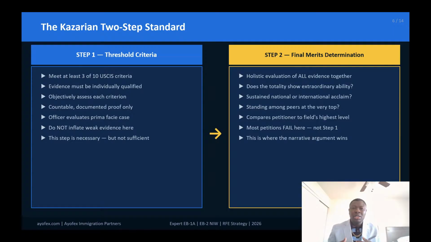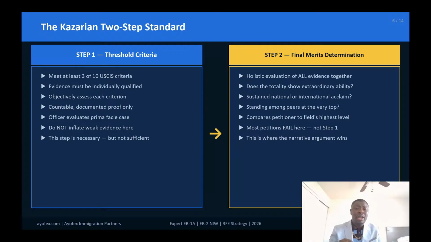Now, the officer asks the question: is this person among the peers, the people at the very top of their field? At this second step, the officer compares you, the petitioner, to the field's highest level. That is, they look at people who are at the highest level in your field and see, based on your achievement and the pieces of evidence you have presented, if you are among the people who have actually risen to the very top of your field.